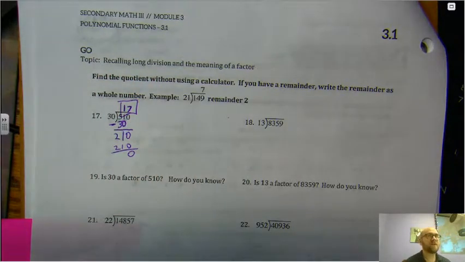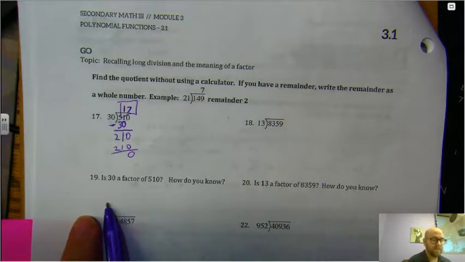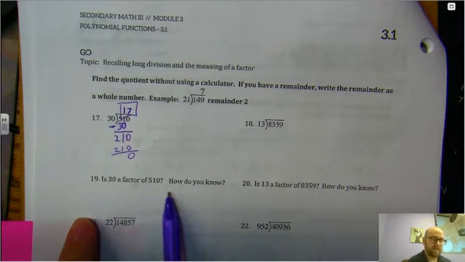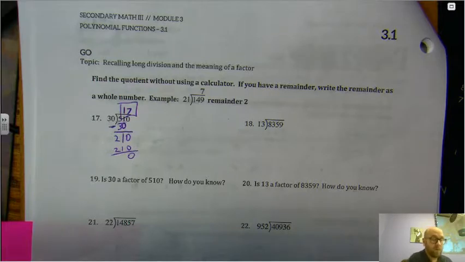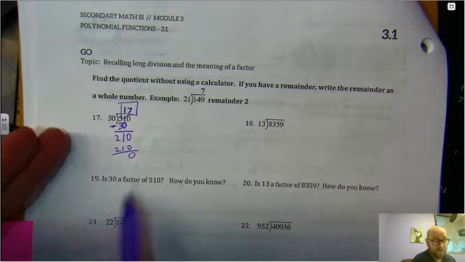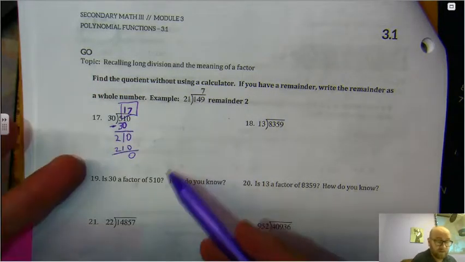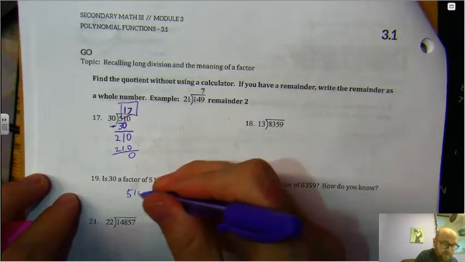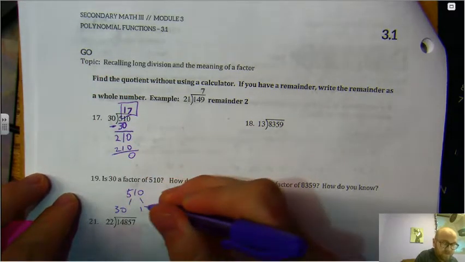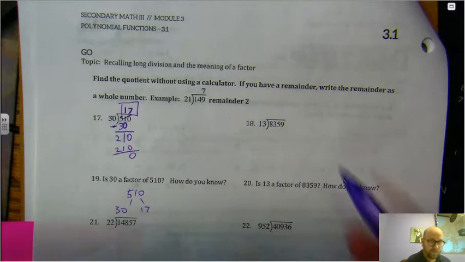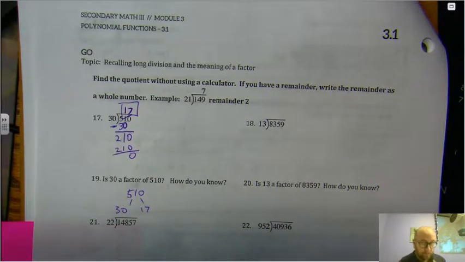And then it's going to ask you right here on number 19, is 30 a factor of 510? And how do you know? Well, we just did that problem in 17. Yeah, 30 is a factor of 510, right? If 30 is a factor, 17 is a factor. How do we know that? We did it. These are going to be a little bit more complicated as we go down.